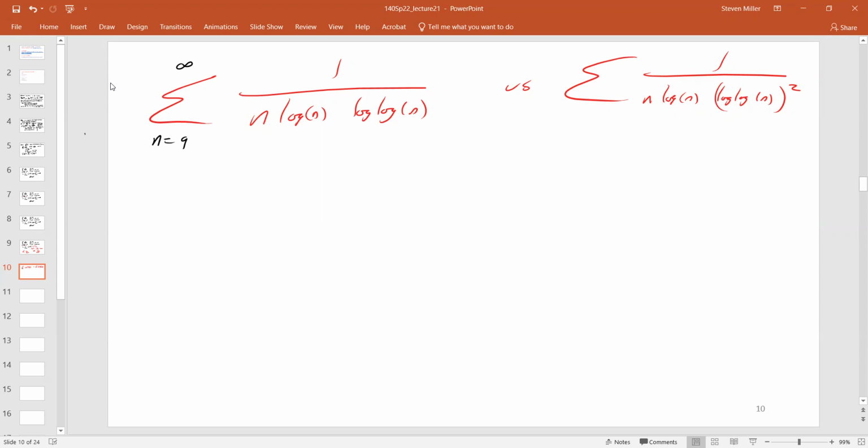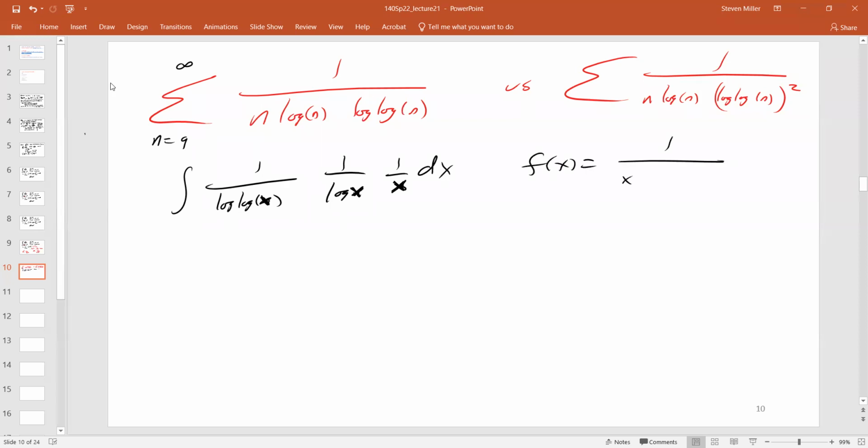So I want to write this as an integral. I'm going to write it as an integral of 1 over n log n, I'm sorry, 1 over n log n log n. And I'm going to make all these x's, dx. So I'm trying f of x equals 1 over x log x log x. How do you think we should handle this integration?